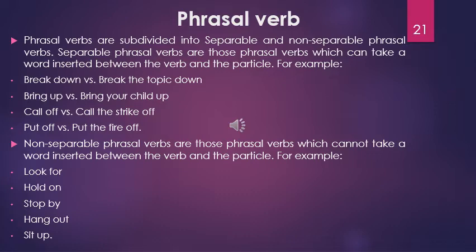Phrasal verbs are subdivided into separable and non-separable phrasal verbs. The separable phrasal verbs are those that allow for the insertion of an object between the verb and the particle, while non-separable phrasal verbs are those that do not allow for such insertion. Generally, separable phrasal verbs are transitive in nature. However, not all transitive phrasal verbs are separable.